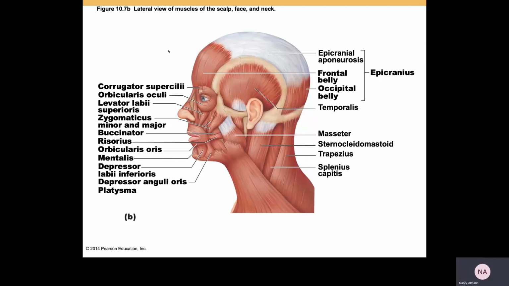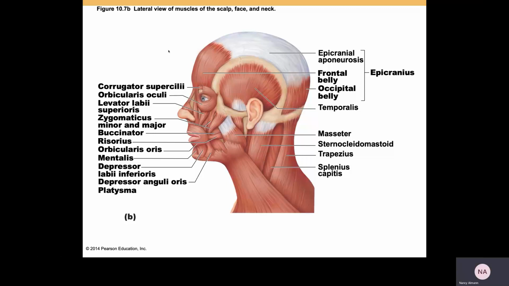Sternocleidomastoid attaches to the sternum and the clavicle, sterno for sternum, cleido for clavicle, to the mastoid process. When you contract that bilaterally, you bring your head into flexion. Let me repeat that. When you contract sternocleidomastoid bilaterally, in other words, you have two of them, one on each side, you bring your head into flexion.